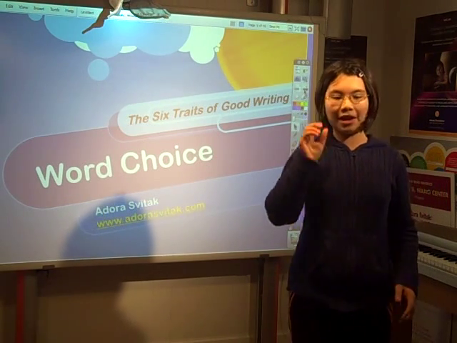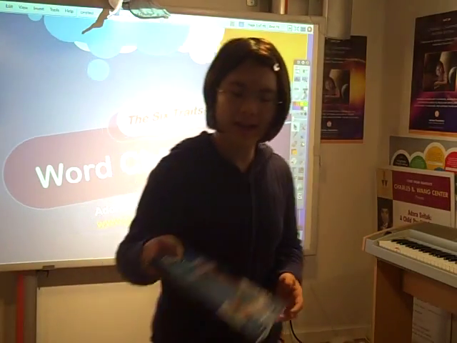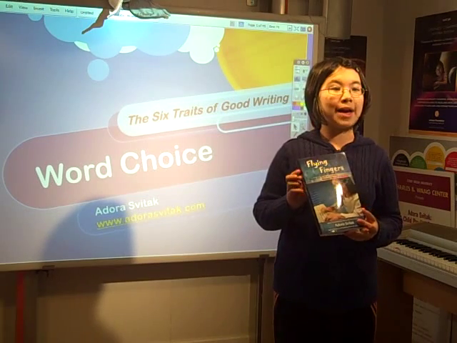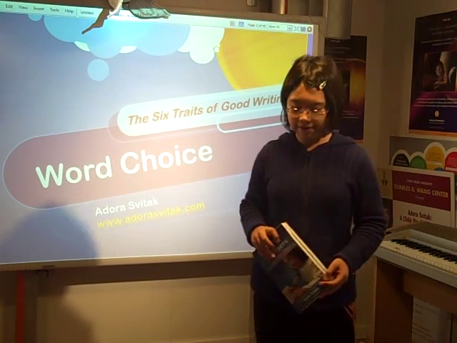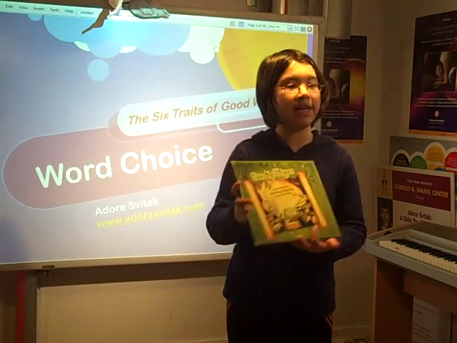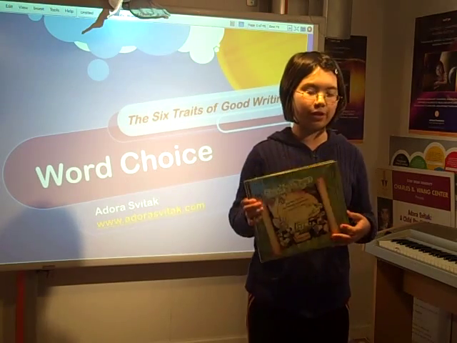Now you might be wondering, why is a 12-year-old teaching us about this? Well, my name's Adora Svitok, and at the age of 7, I published my first book. It's called Flying Fingers, Mastering the Tools of Learning Through the Joy of Writing. And more recently, I published a second book. It's called Dancing Fingers, and this is a book of poetry that I co-authored with my older sister, Adriana.